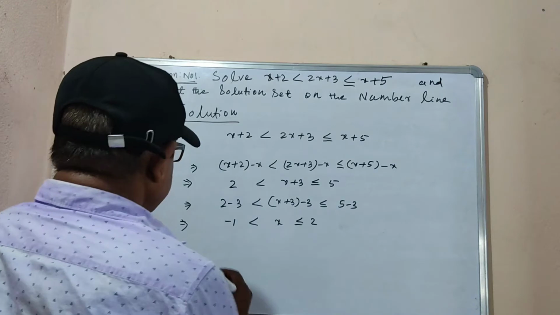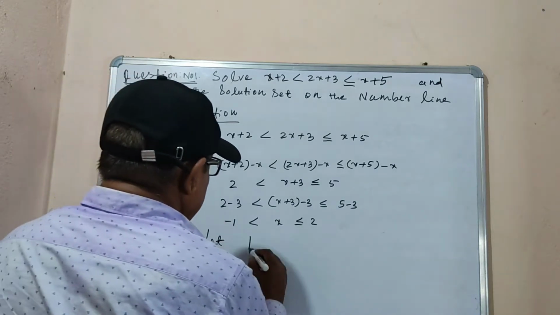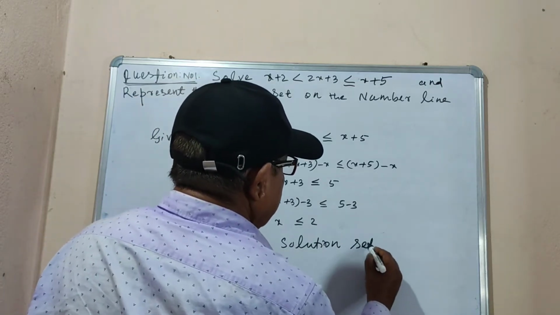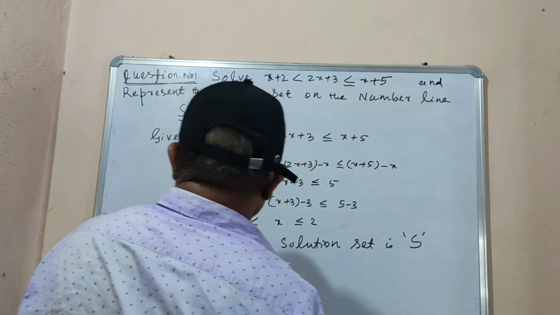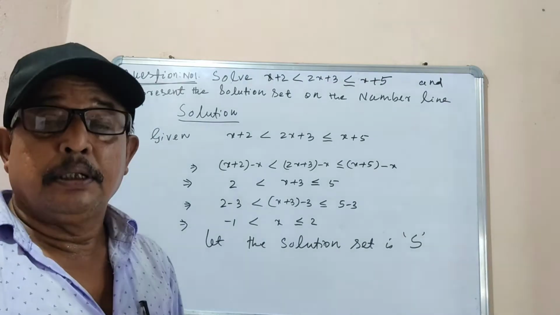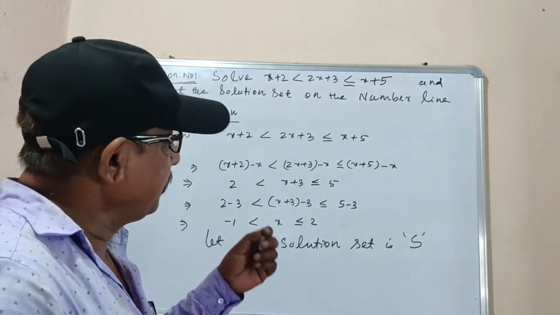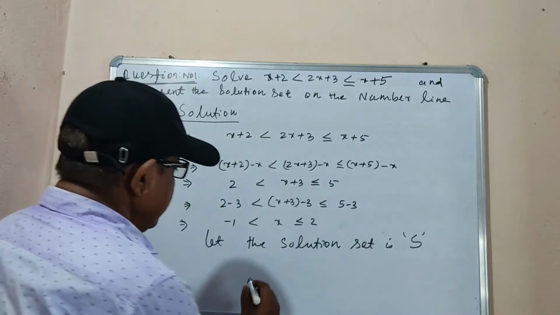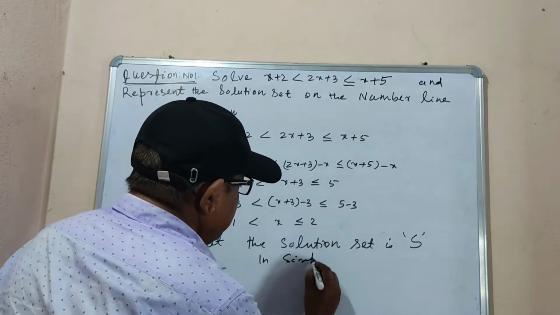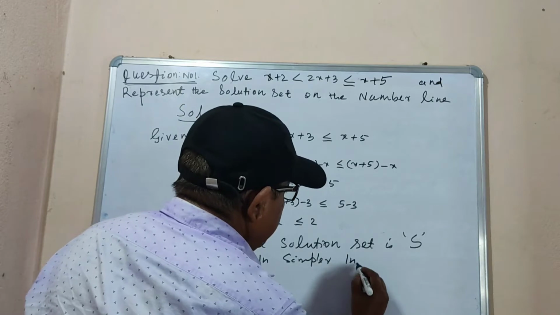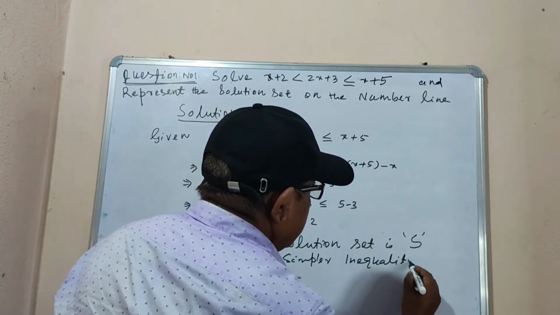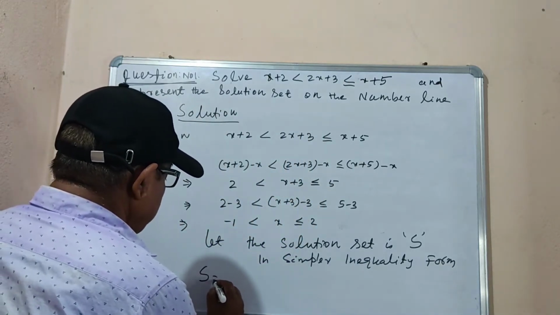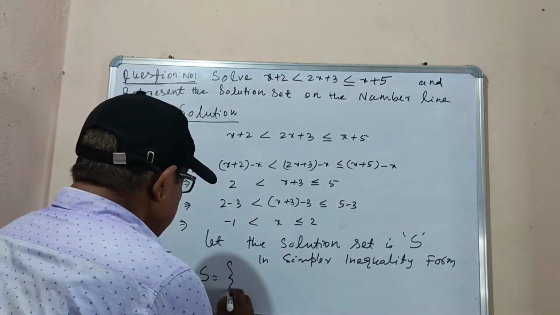First we write, let the solution set be capital S. We express the solution set in simpler inequality form. First you write S, put an equal mark, start curly bracket.